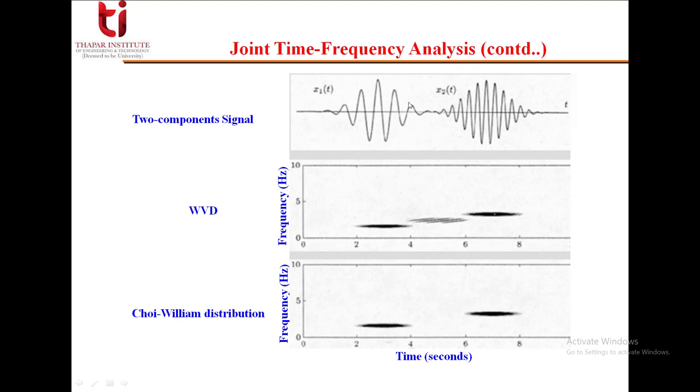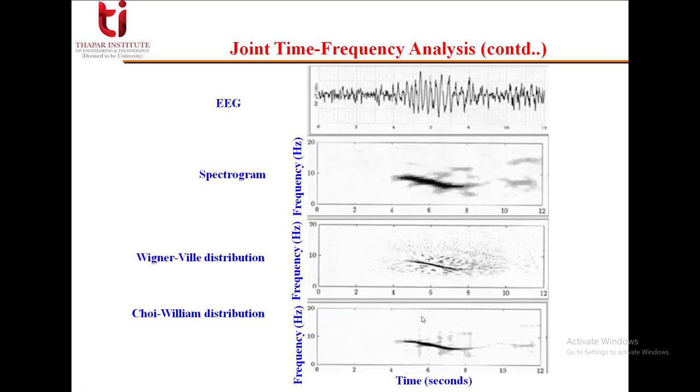This is a two-component signal again, and you can see the Wigner-Ville distribution is still showing a little bit of difference, or we can say frequencies, when the amplitude is very low, at the ending and beginning of the first signal and second signal respectively. But if you see the Choi-Williams distribution, it is not showing that noisy component. So it is much better compared to the Wigner-Ville distribution.